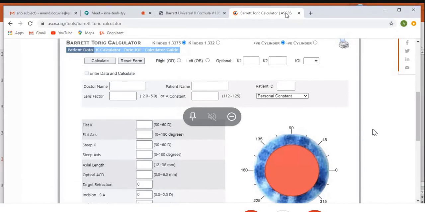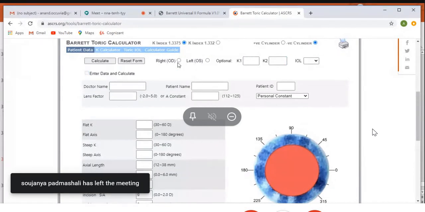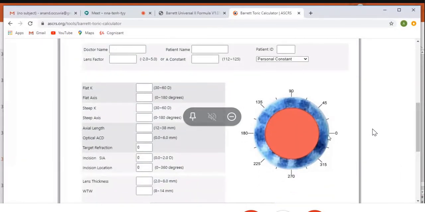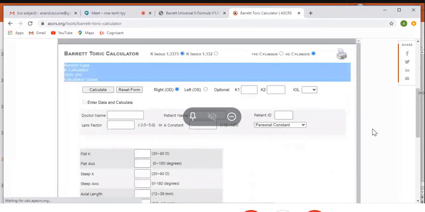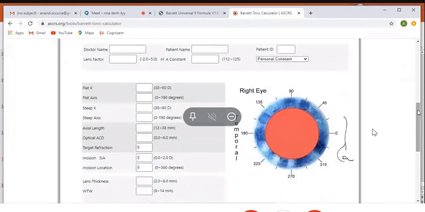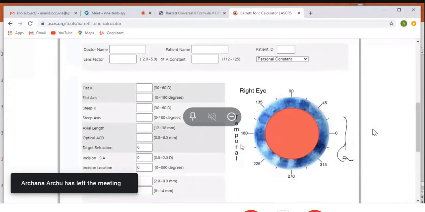So here, one main thing is that mostly in India we are using the negative cylinder. That's why I'm selecting this negative cylinder form. And also the selection of eye is very important, because if you take a toric calculator, these are the axis markings for an eye. For the right eye and for the left eye, it will vary. For the right eye, if I click, so if you say this is the nasal side and this is the temporal side, okay. But mostly the doctor will do the incision in the temporal side or in the superior side.